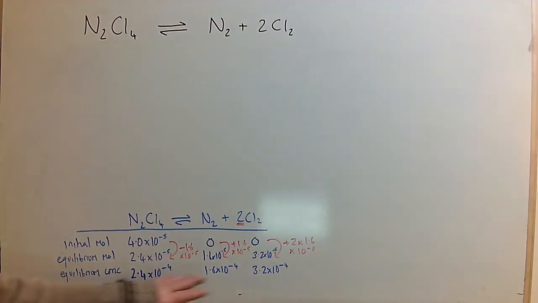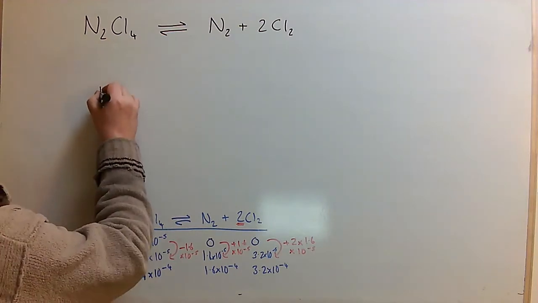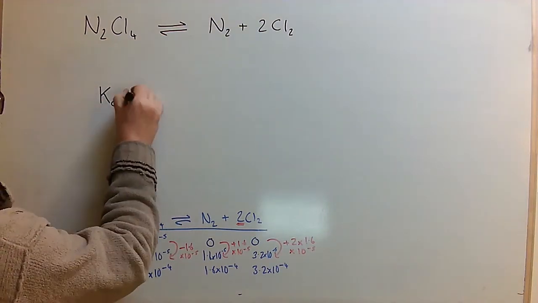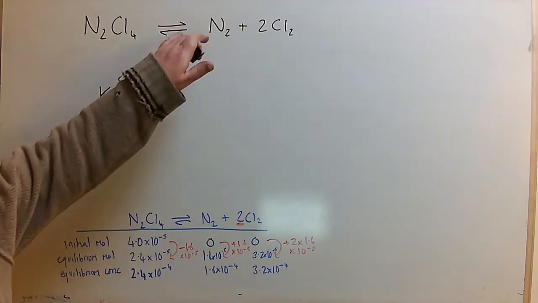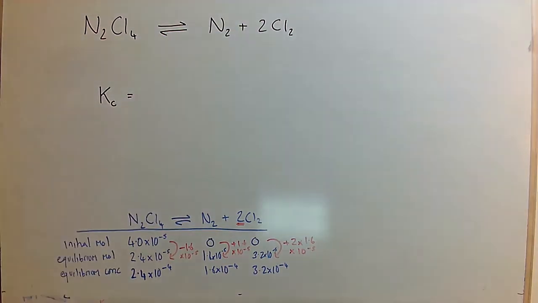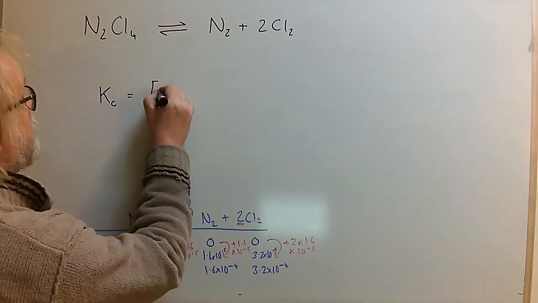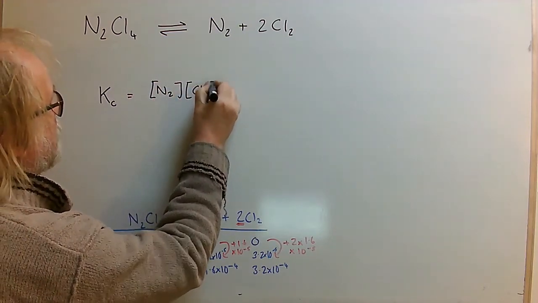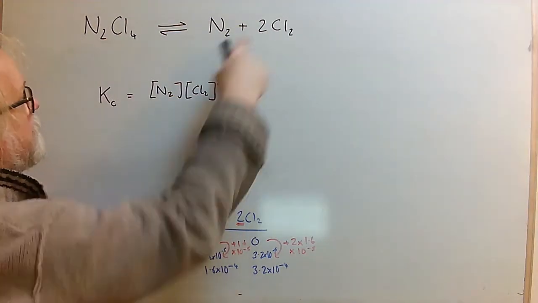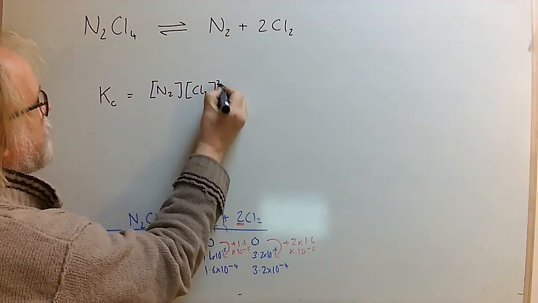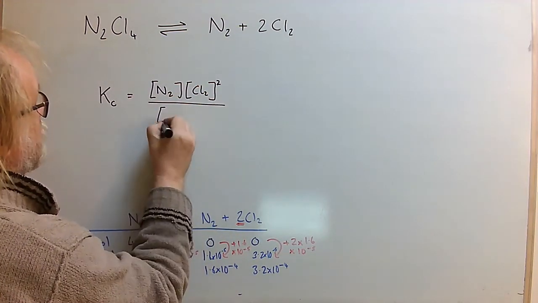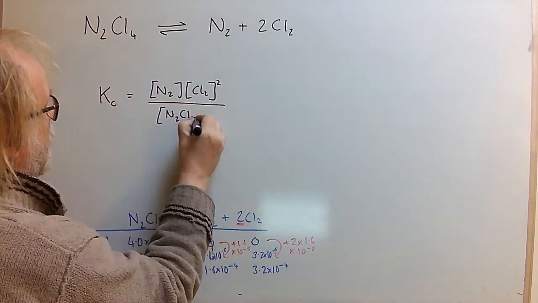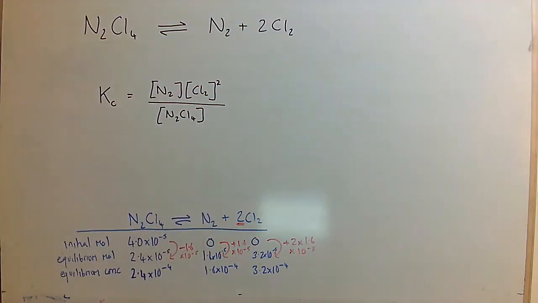So now we have all the numbers we need to do the next bit, which is to find the value of Kc. So the Kc expression, remember the stuff on the right goes on the top, so it's the concentration of N2 times the concentration of Cl2 squared, okay, because that's a 2 squared in the expression, divided by the concentration of N2Cl4. So if we take the numbers for the equilibrium mixture, put them into that, we'll get Kc.